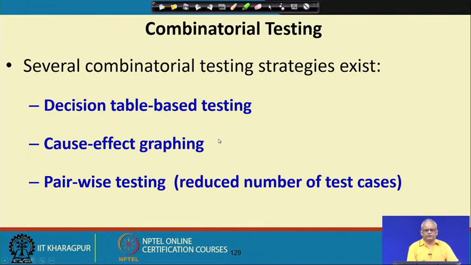With this motivation, we will discuss three main types of combinatorial testing. One is called decision table based testing, then cause effect graphing, and pairwise testing. The pairwise testing actually reduces the number of test cases which may be obtained through a decision table or cause effect graphing.